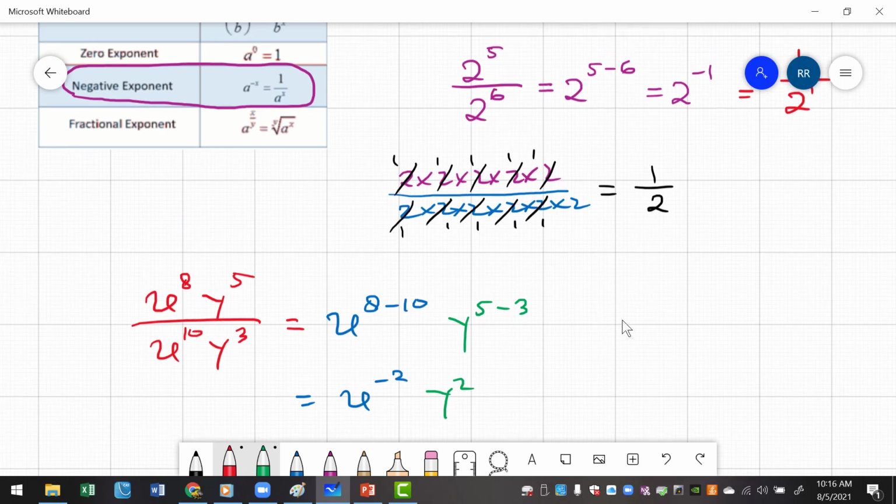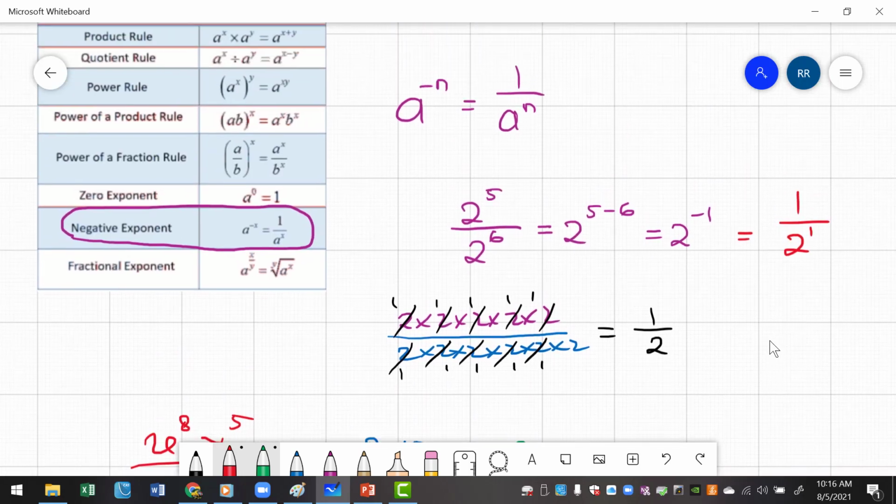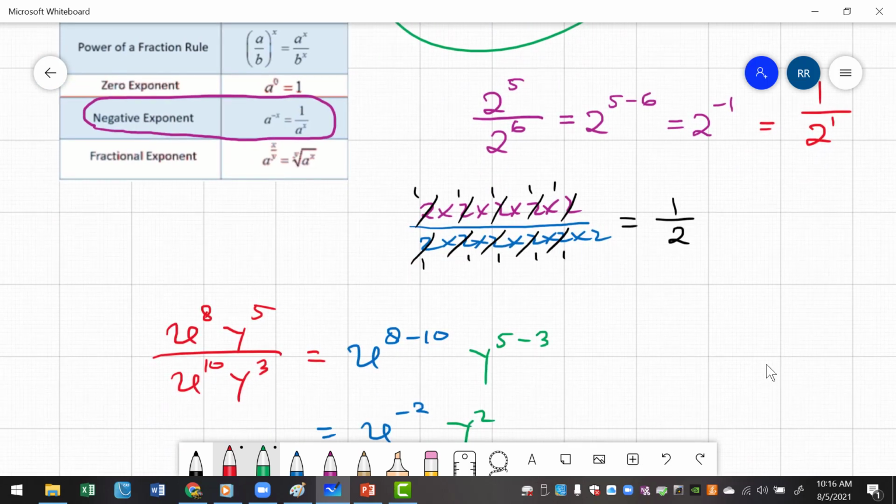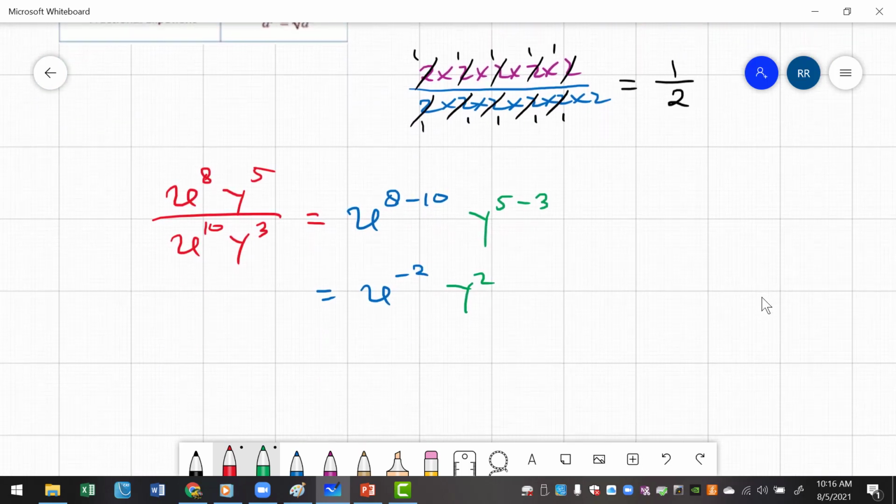If we use this concept here, we can change that, right? We can write that down as 1 over x to the power of 2. Do you see what I'm doing here? I'm just changing that into a positive term by putting it down here, right? It's as simple as that. And then the y doesn't change because it's not negative, so just y squared.